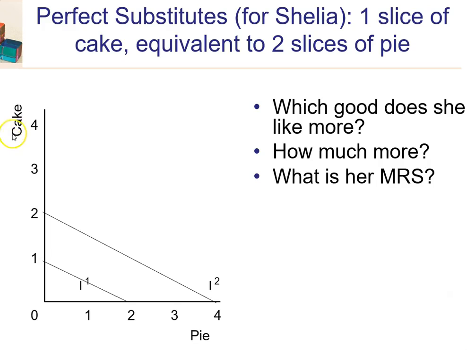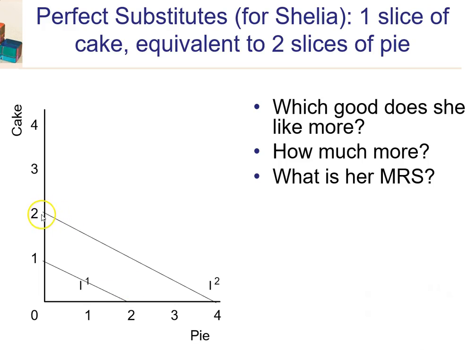Well, if she's willing to swap 1 slice of cake for 2 slices of pie, her MRS in this case is 1/2. That's the slope of this indifference curve. So consider the scenario where she has 1 slice of cake and no pie. She's willing to give up that slice of cake, but you have to give her 2 slices of pie in return.